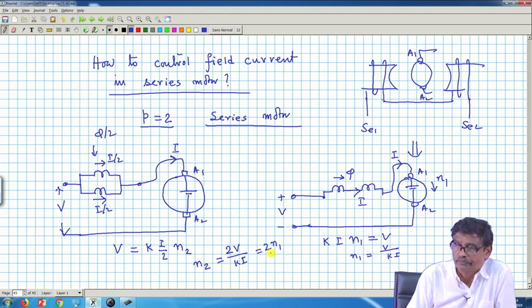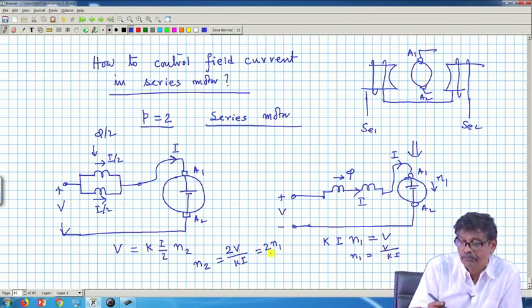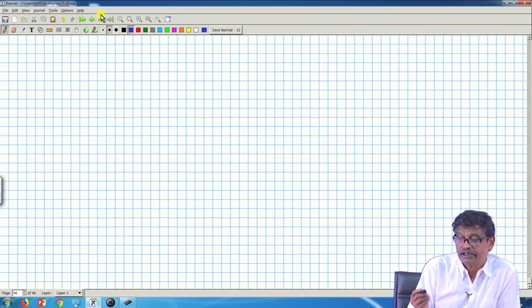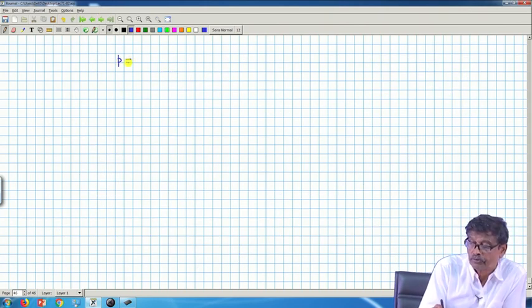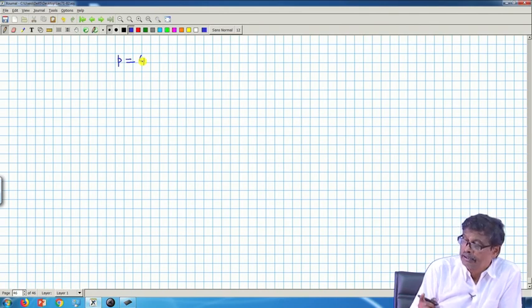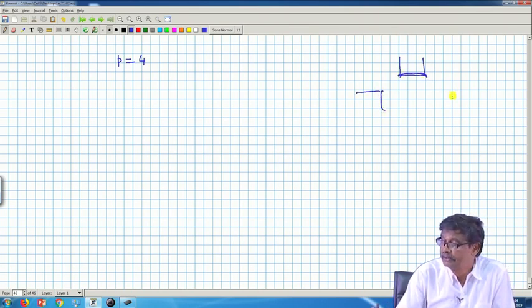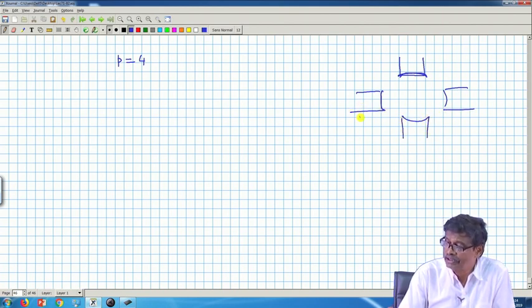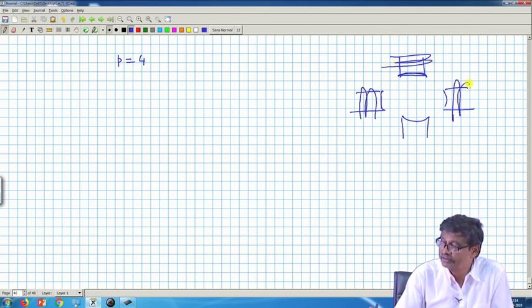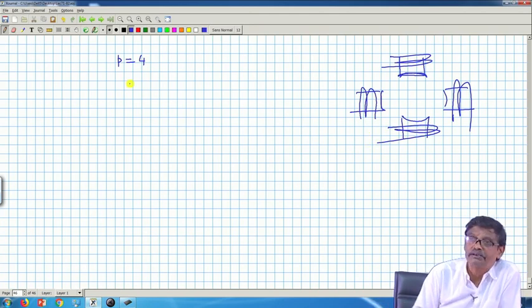Only two things you can do, that is connect them in series or in parallel. If it is a 4 pole machine, of course, you can do more things. P equal to, suppose, 4. That means physically there are 4 coils present. This is one pole, this is another pole, this is another pole, this is another pole, and each one of them is having identical coils, 4 pole machine.